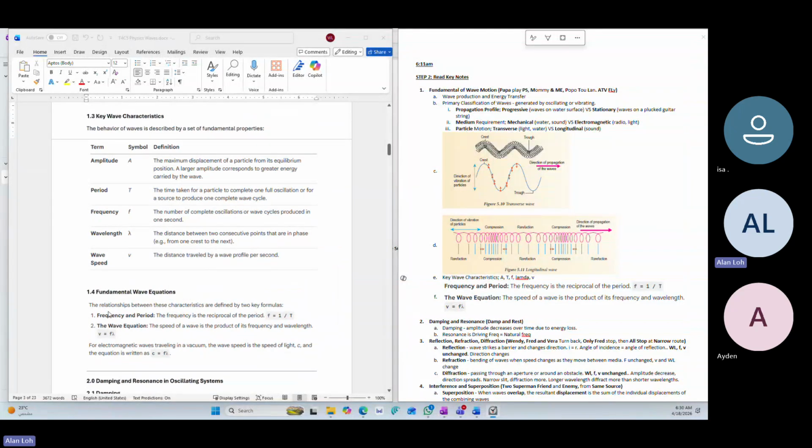Okay, let's do this fundamental wave equations without going to drawer 2 yet for 30 seconds. If you need to read the key wave again, you can do that in 30 seconds. Ten seconds. Okay, time's up.